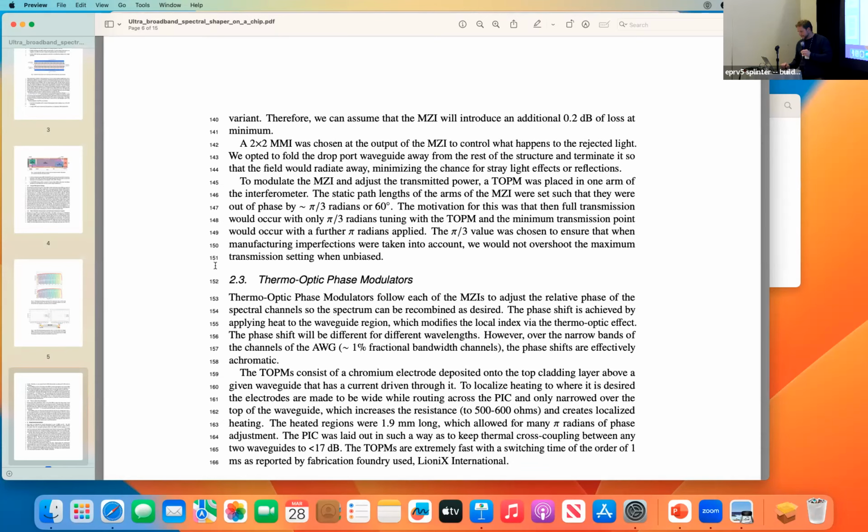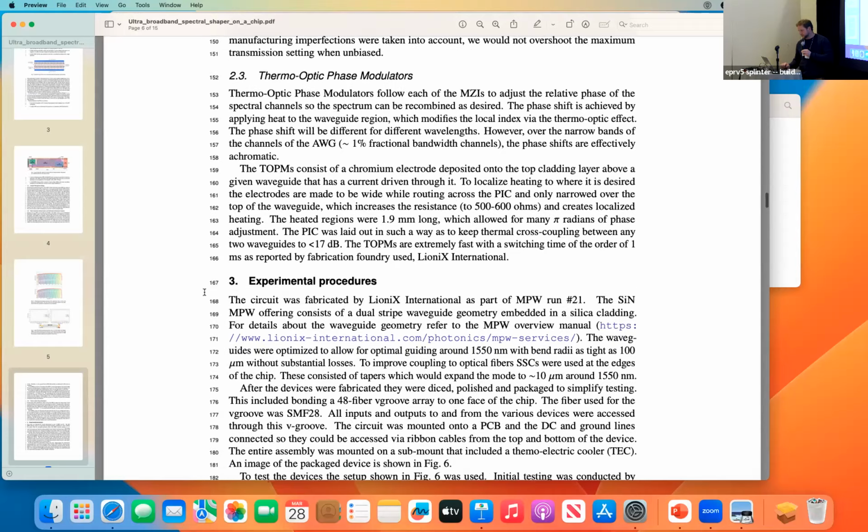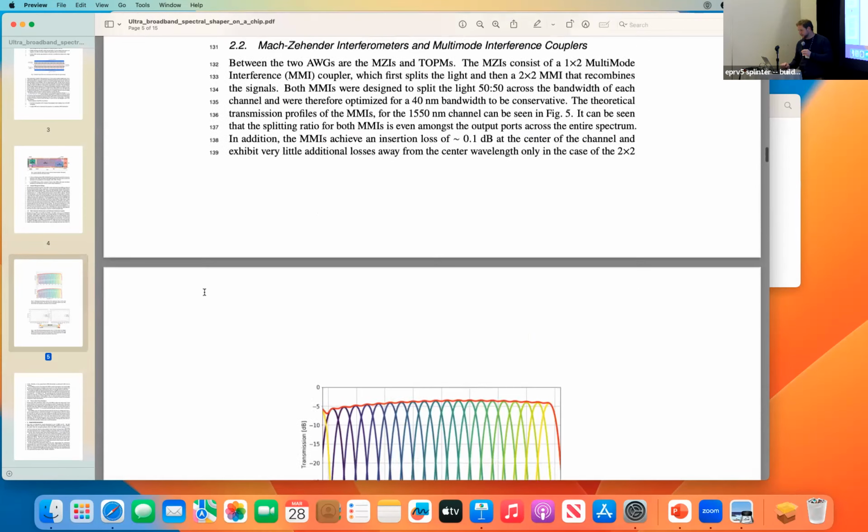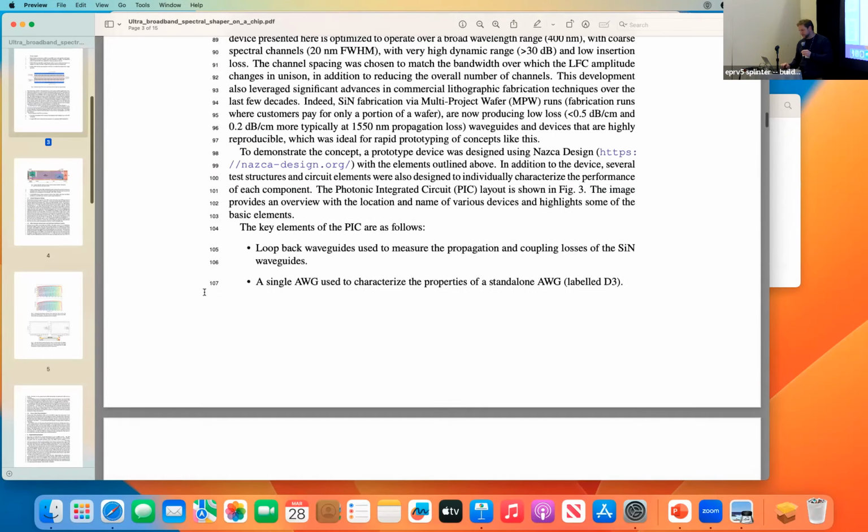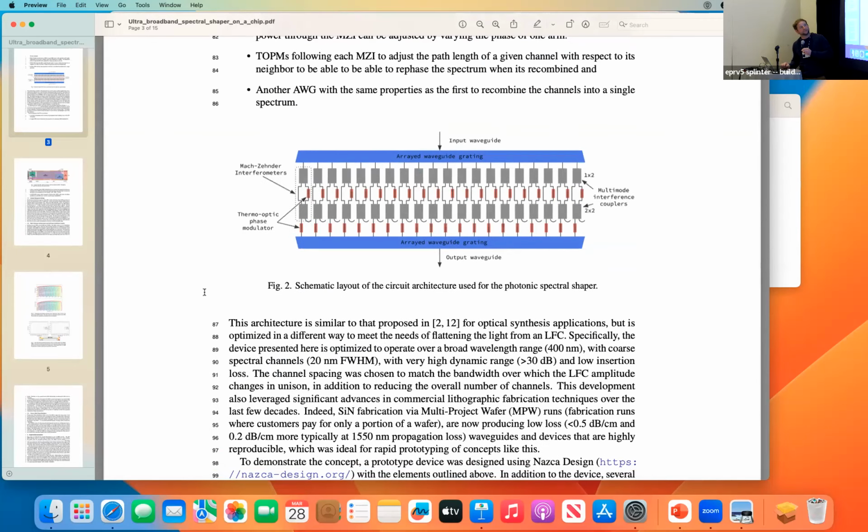Okay, great. So Chaz Beichman knows that I've worked on photonics for a while and came to me and said, hey, do you think you could put this on a chip? So we sort of did that. We drew this on a napkin and it does exactly the same thing as your flattener.